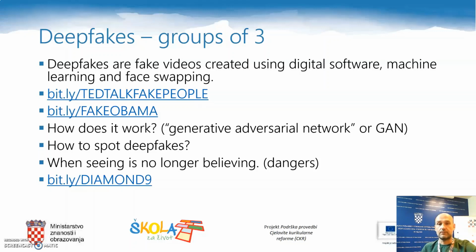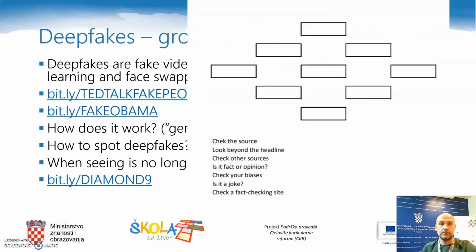Using this link, you can download the worksheet. In groups of 3, decide which of the strategies used to discover false information could be helpful when discovering deepfakes. On top of your diamond, put the strategies that you find most helpful, and on the bottom of your diamond should be the strategies that you think would be least helpful. Of course, the whole group must agree on the placement of the strategies within the diamond.